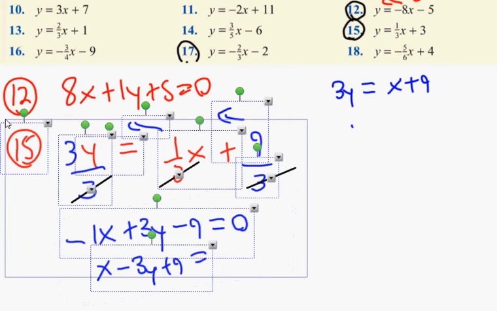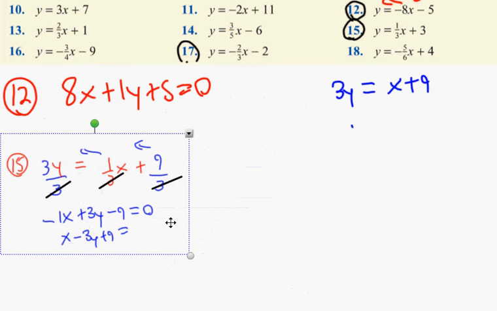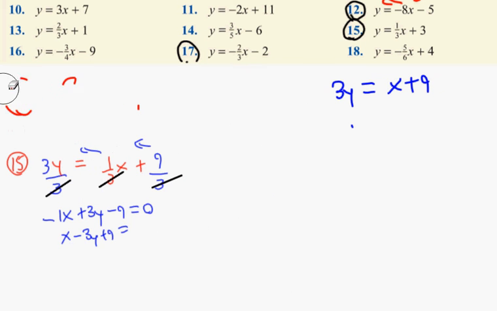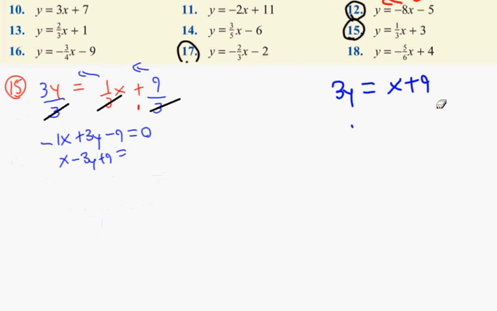Now, over here, I'll just box that off. There you go. We get rid of 12 now. It doesn't exist anymore. Put 15 up there. Now, what are we on now? 17? 17. Now, y equals minus 2 over 3x minus 2. Get rid of the fraction. How do you get rid of that, Liam?